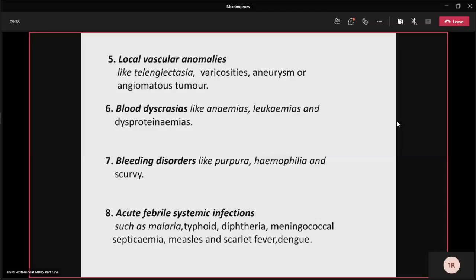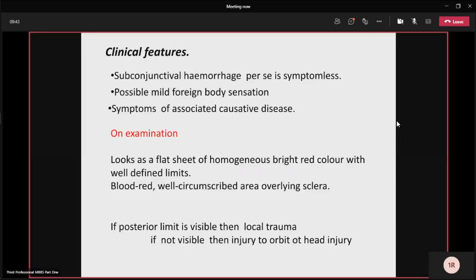On examination, it looks like a flat sheet of homogeneous bright red color with a well-defined limit. If the posterior limit is visible, then it is definitely due to local trauma. If you cannot find the posterior limit of the subconjunctival hemorrhage, then it may be due to injury to the orbit or a head injury.